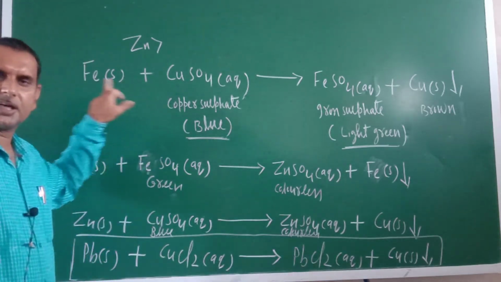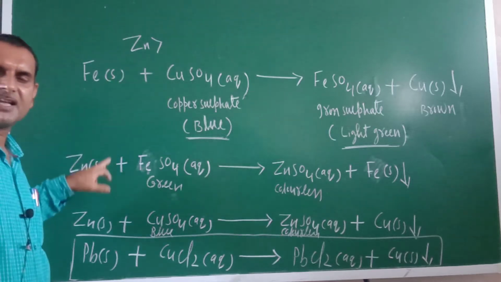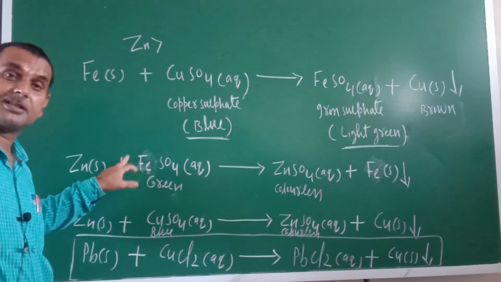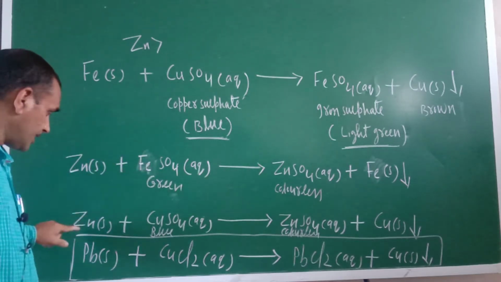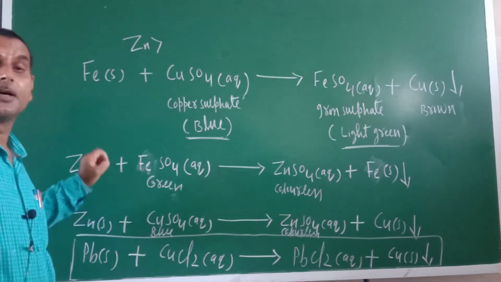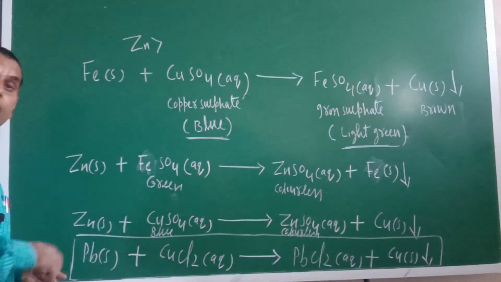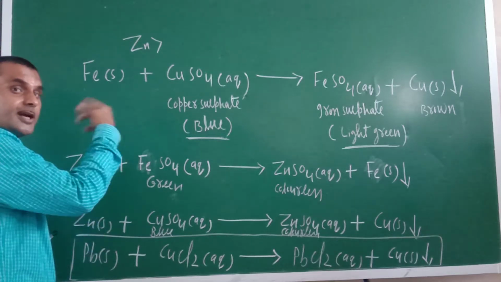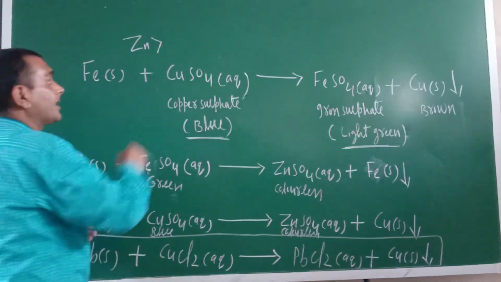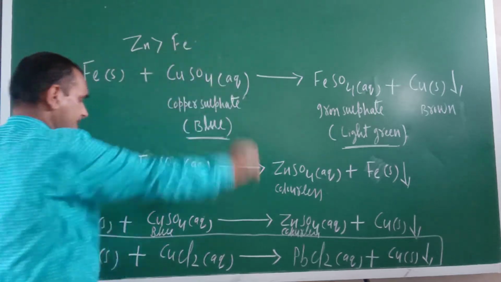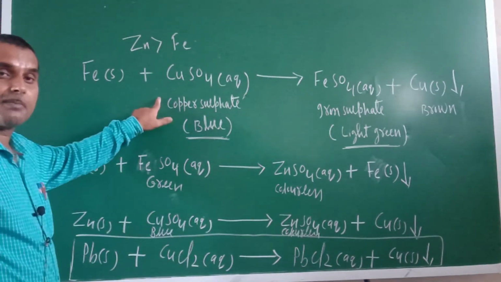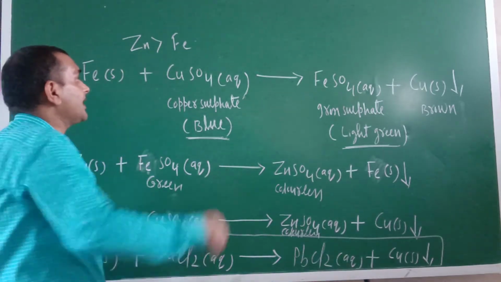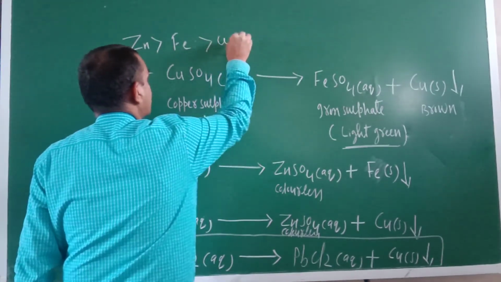Now just see, with the help of these three reactions, we can derive the reactivity of the metals also. In the first reaction, iron is displacing copper, but in the second reaction, zinc is displacing iron. In the third reaction, zinc is displacing copper. It means zinc is the metal which is displacing copper and iron also. It means zinc is more reactive than iron. And iron is displacing copper in the first reaction, so naturally the reactivity of copper will be less than iron.